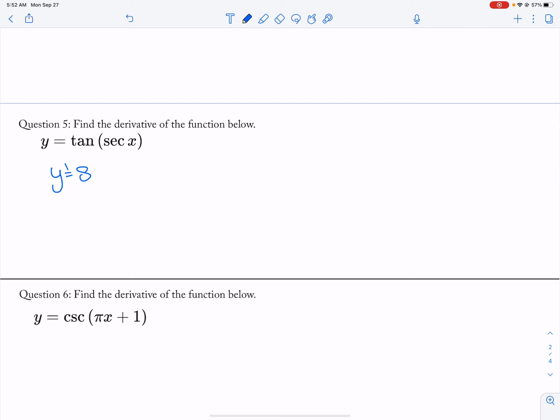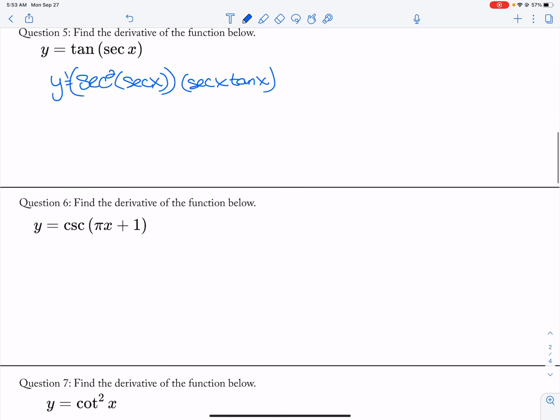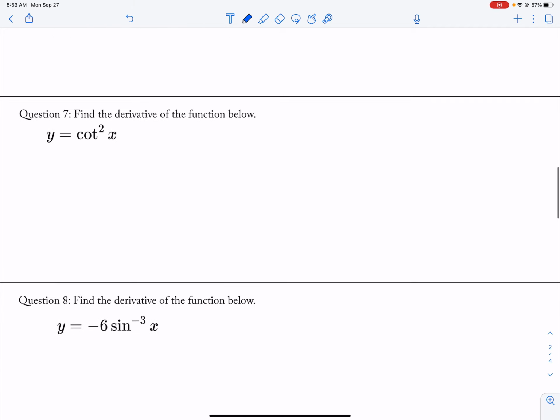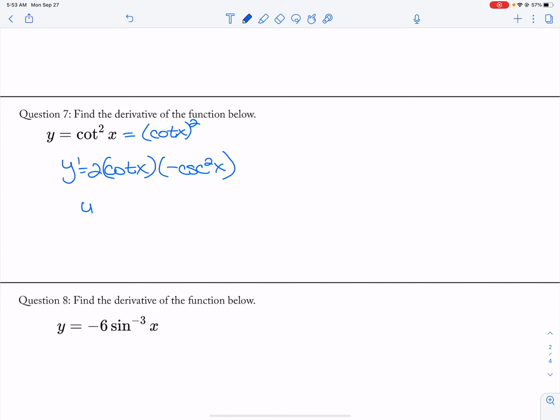For y prime, the outside is tangent, so that's secant squared of secant x, times the derivative of secant, which is secant x tangent x. And again, double parentheses, because otherwise it says this secant x tangent x is being multiplied by the angle measurement, which is secant in there. This is chain rule. This is cotangent of x, the quantity squared. So y prime is 2 cotangent of x times the derivative of cotangent, which is negative cosecant squared of x. So y prime is negative 2 cotangent x cosecant squared x.